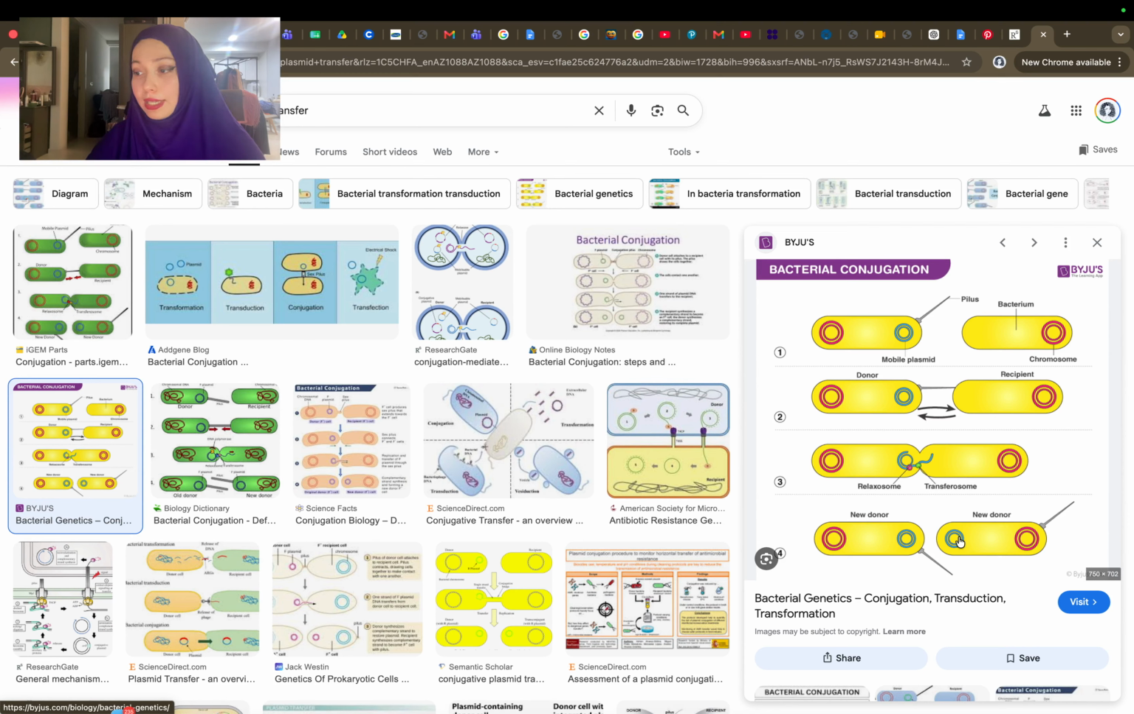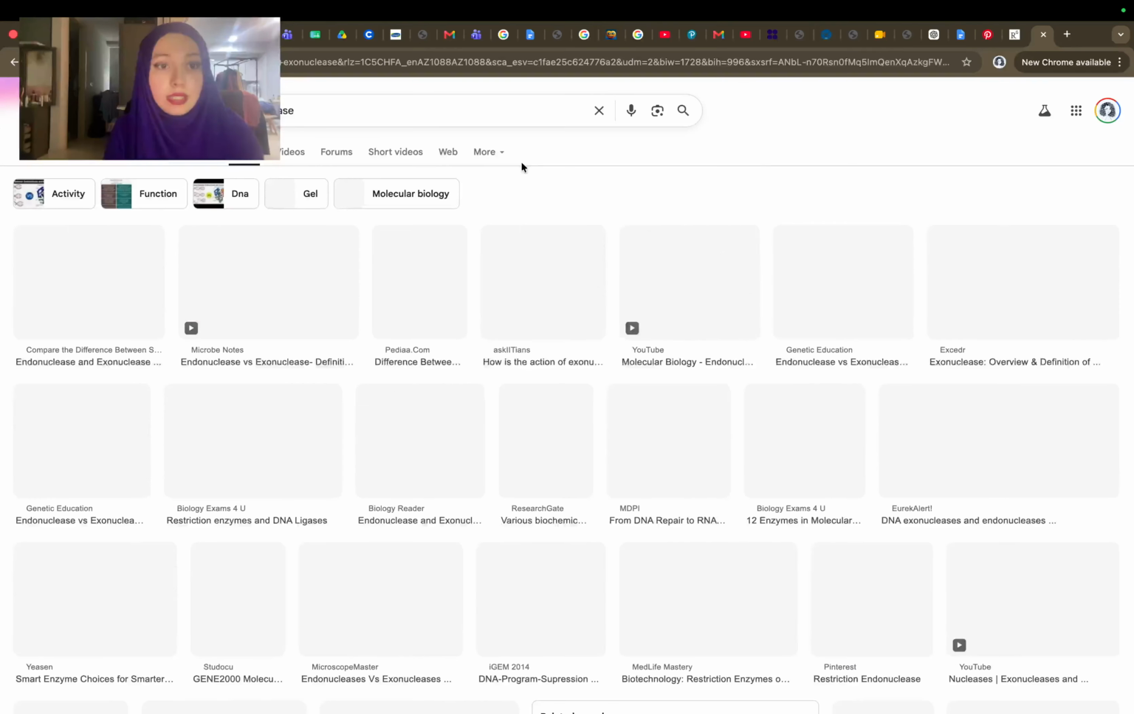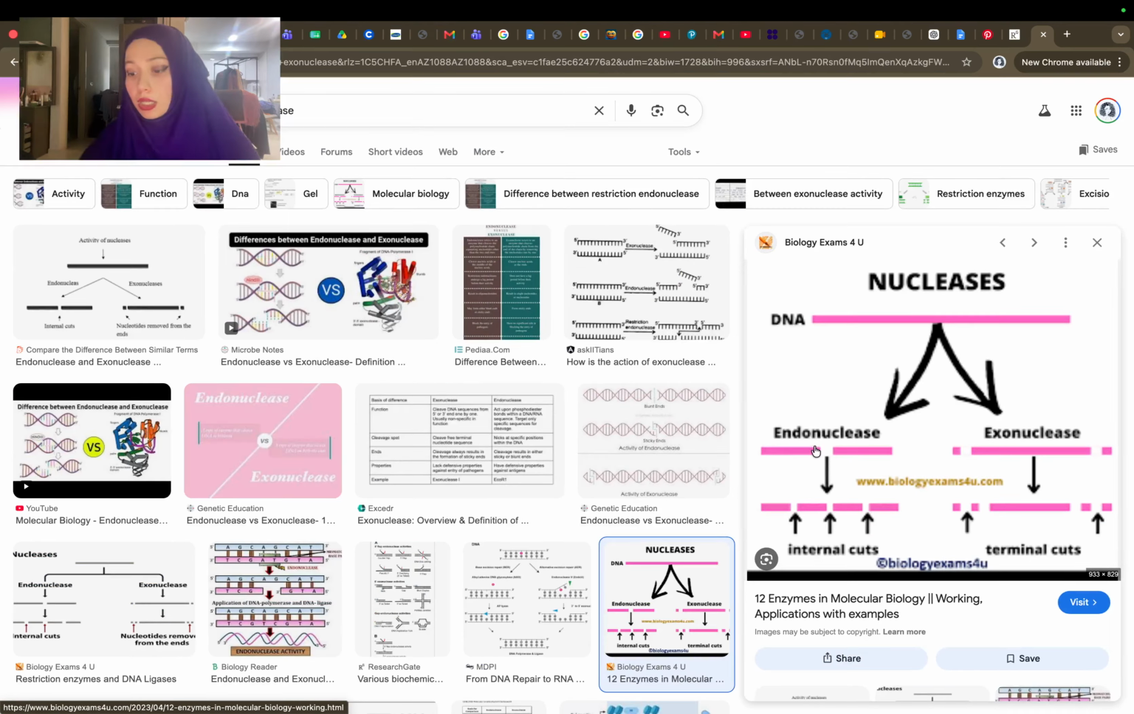And lastly, I want to introduce you to what endonuclease and exonuclease are. So basically, what is their difference? Let's talk about them. Endonuclease cuts inside of DNA. You can see that endonuclease cuts inside of DNA, and exonuclease cuts from the end. So just to remember, endo cuts inside and exo cuts outside.